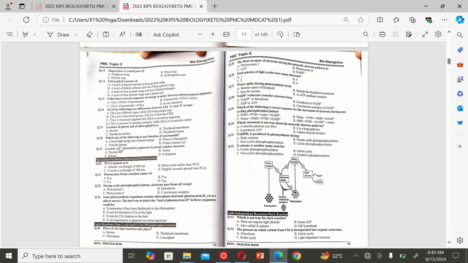The next MCQ is: which of the following is not a function of carotenoid? A. Convert light energy into chemical energy. B. Protect chlorophyll. C. Transfer energy. And D. Protect human eye. So the correct option is A, convert light energy into chemical energy.